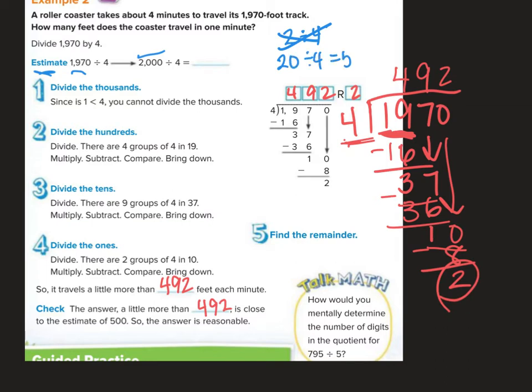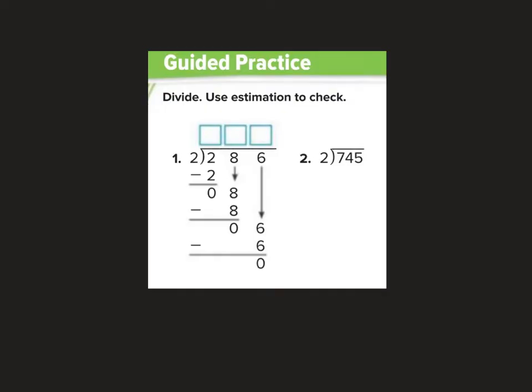Yeah, we know that's 5, right? So if I do 200 divided by 4, it'd be 50, which makes 2,000 divided by 4, 500. So our estimate would be about 500. And is 500 close to 492? Yeah. All right, next.